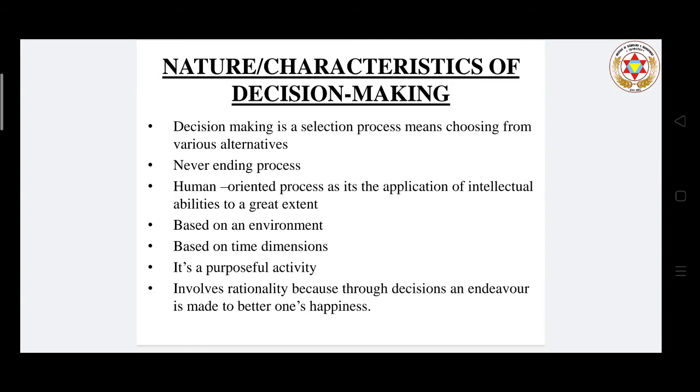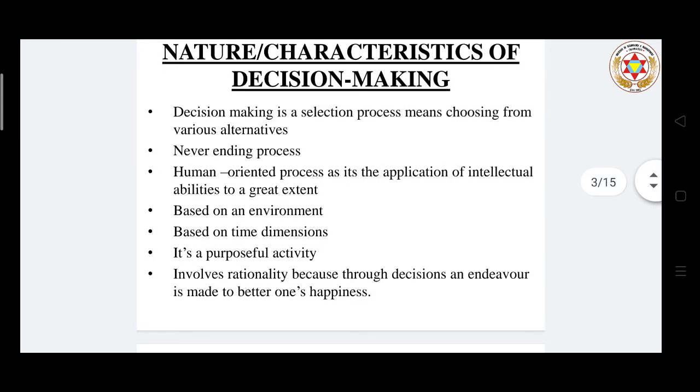Let's come to the nature and characteristics of decision making. First, it says decision making is a selection process, means it's choosing from various alternatives. It is never ending, because every time a manager has to make on and off decisions on some matter or other. It is a human oriented process, as it's a human, a manager, who is taking the decisions, putting his intelligence and abilities to a great extent into application. It is based on the environment, means it depends on the micro environment and the macro environment.